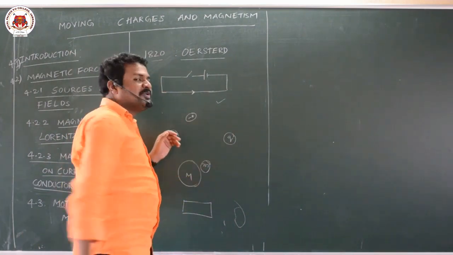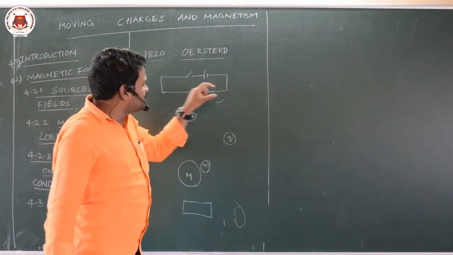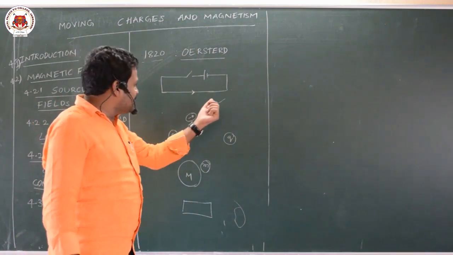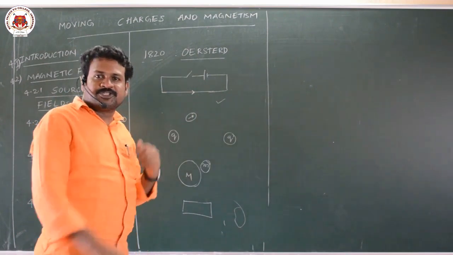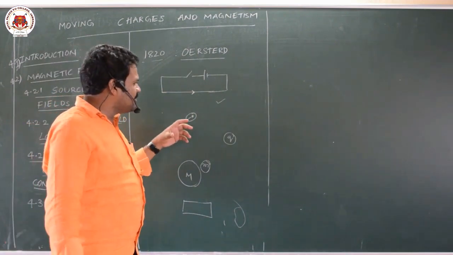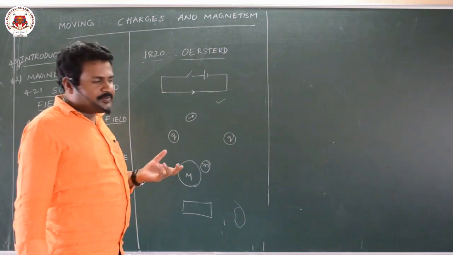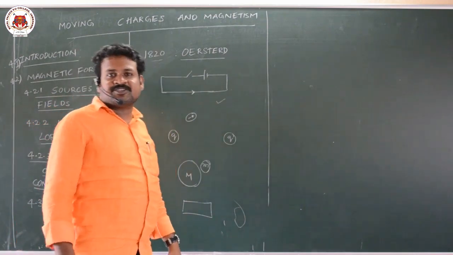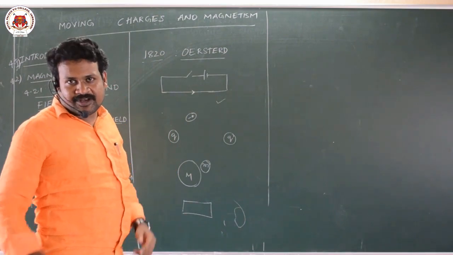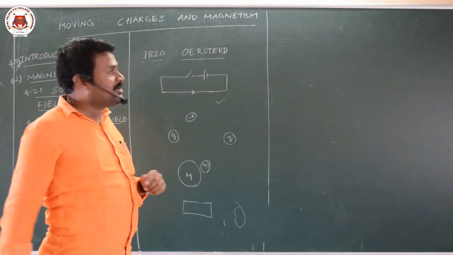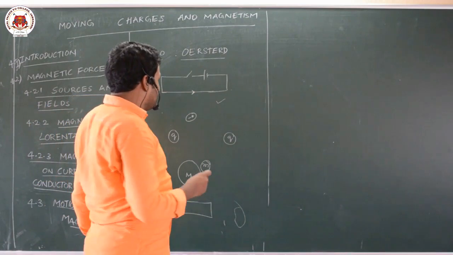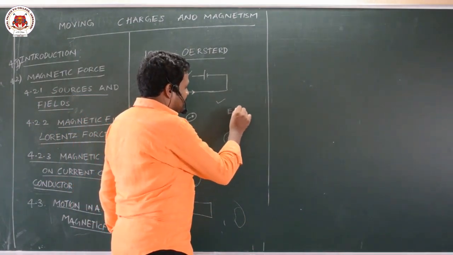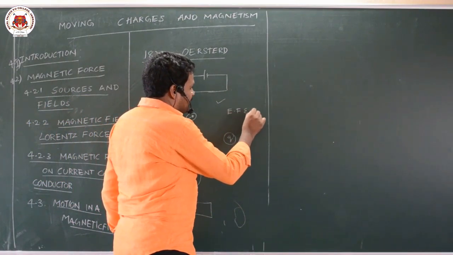Then he did many experiments on this. He increased the current strength, deflection increased. When he reversed the current direction, deflection was in the opposite direction. So many things he investigated. And finally, he concluded that a current carrying conductor is a source of magnetic field. There is some relationship between electric field and magnetic field.